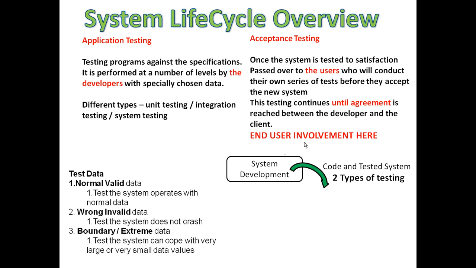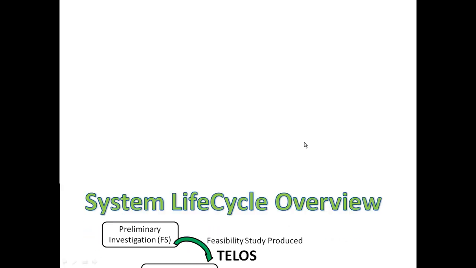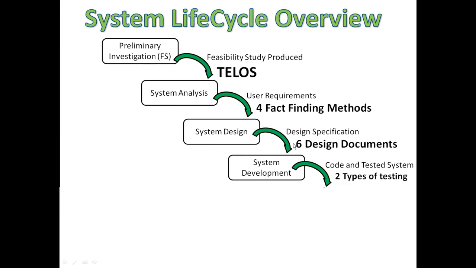If we go back to the system lifecycle, it looks something like this. You'll see that the end users are involved in the feasibility and the analysis, gathering up all the facts about the problem. They're not involved in the design. The only place that they're involved in then is the testing, so they're not involved in the design at all. After it's designed, it's going to be implemented into the company.